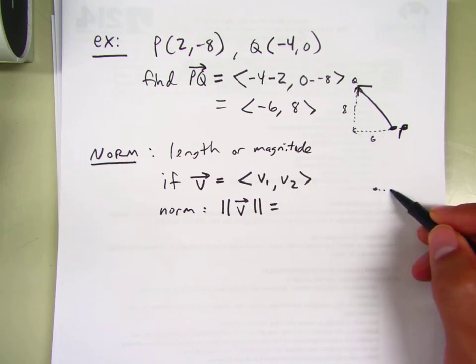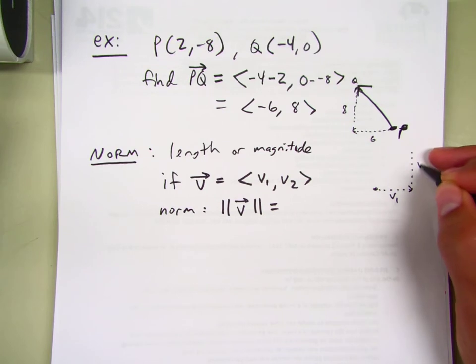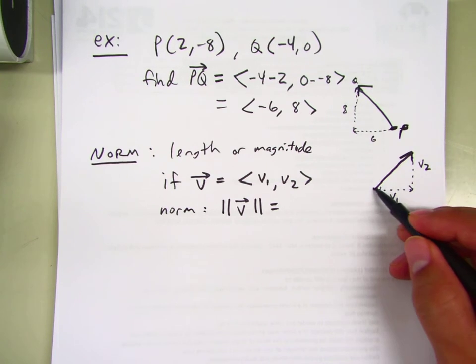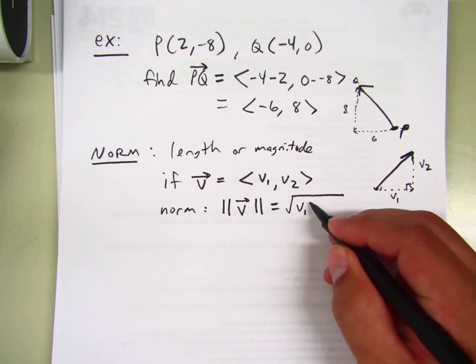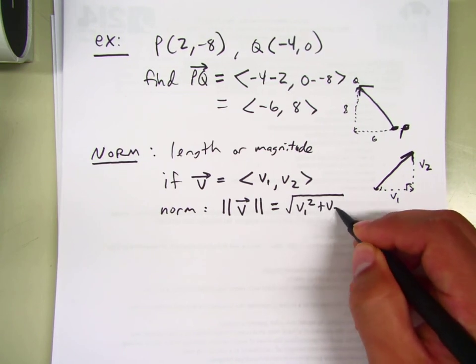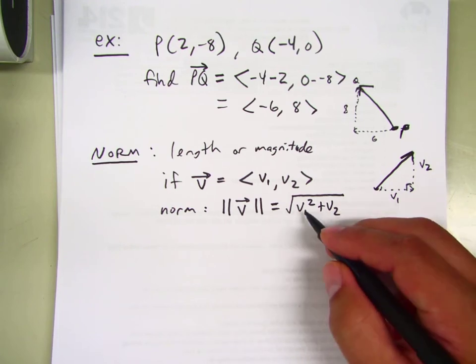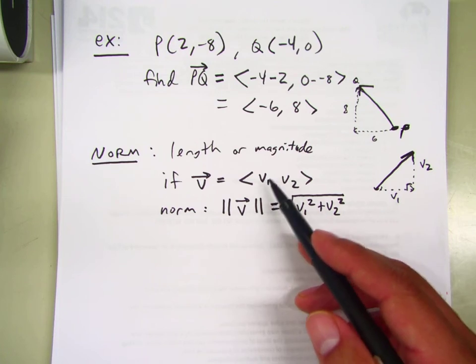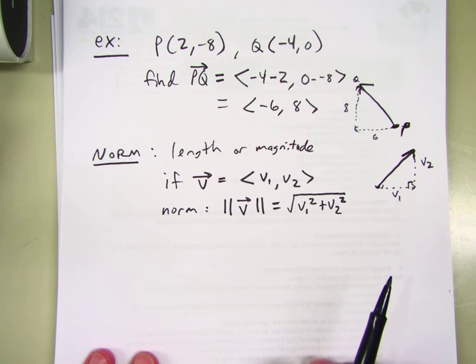If we have a vector that's got a horizontal component of v1 and a vertical component of v2, well, you can see here that this length is just the hypotenuse of this right triangle, so it's not a hard leap to make that the length is the square root of the sum of the squares of the components. Okay, so just square each component, add them up, take the square root. That is the length or norm or magnitude.